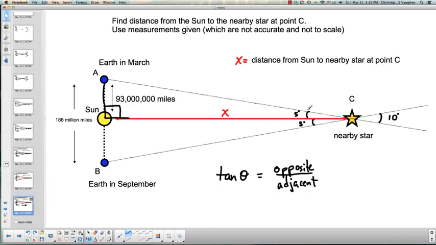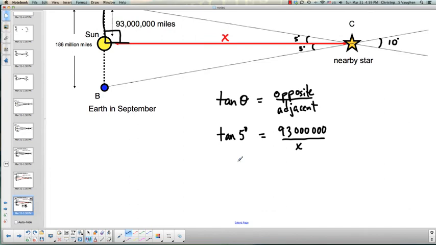It's actually easier. If we know that angle is 5 degrees, we can say that the tangent of 5 degrees equals the opposite side. Opposite to 5 degrees would have to be the 93 million. So that's 93 million divided by the adjacent side, which of course is the question that we're trying to figure out. So if we have all the other information, the angles here, and we know the 93 million miles from the Earth to the Sun, we can find x. So how do we solve for x? You could just cross multiply again. Let's say that's over 1, right? If you want to look at it like two fractions, then cross multiply, you get x times the tangent of 5 degrees would equal 93 million.